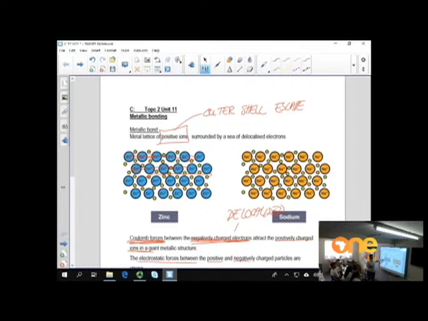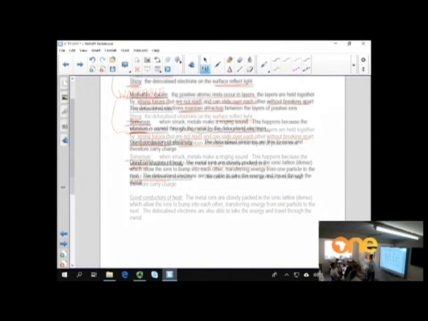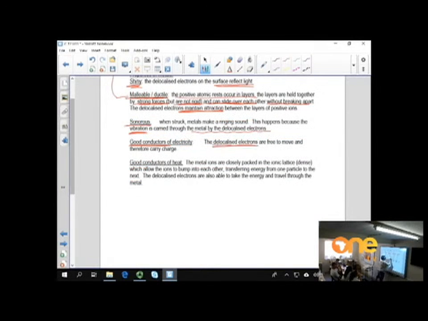So another substance could be a good conductor, but metal is a better conductor because except for the positive atomic rests that can bump and transfer the energy, we have electrons that are delocalized and free to move and carry that energy. So good conductors of electricity, the delocalized electrons are free to move.